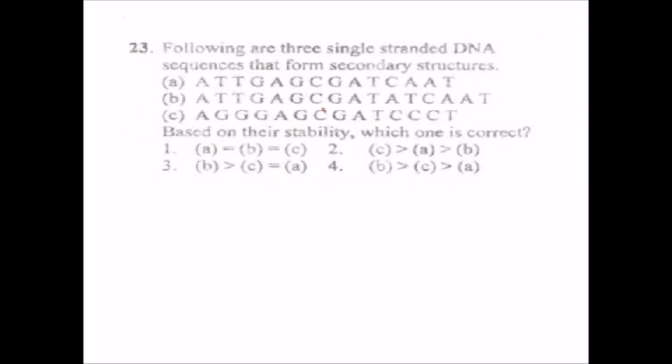Next, about the stability. Following are the 3 single-stranded DNA sequences that form the secondary structures. So it doesn't matter about the structure. The only thing that matters for the stability is the GC content. The higher the GC content, the more stable the DNA will be. So if you see, the GC content in C is more as compared to A and then B. So the answer will be number 2. Move to the next question.